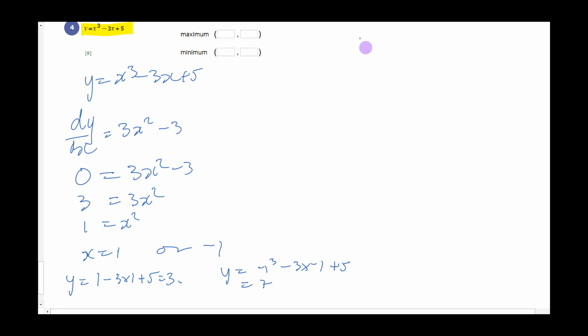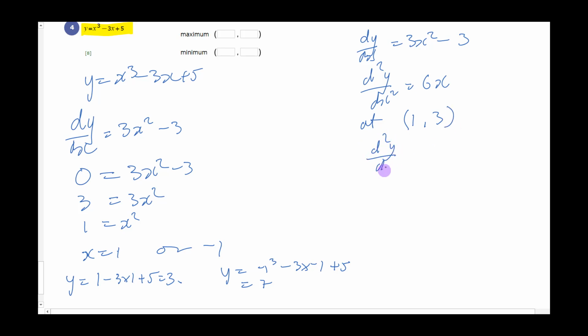Well, let's find the second derivative. dy by dx was equal to 3x squared minus 3. So the second derivative, differentiate this again, is 6x, and this just goes to 0. So at the point 1, 3, x is 1, my second derivative will equal, put 1 into that, I get 6. So that is positive, so therefore I have a min.